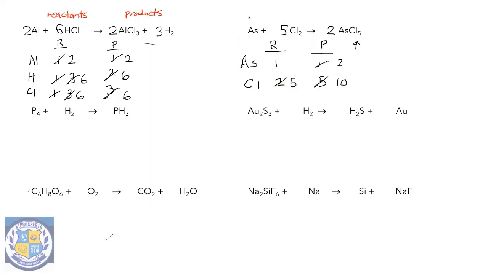Okay, so what do I have to change on the reactant side for the arsenic to have 2? Well, I put a 2 here. 2. And you're done. What this says is that it takes 2 arsenic atoms and 5 chlorine molecules to make 2 formula units of arsenic chloride.